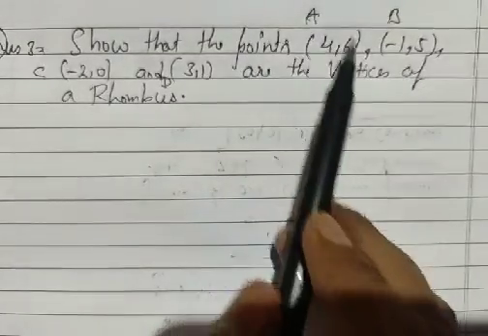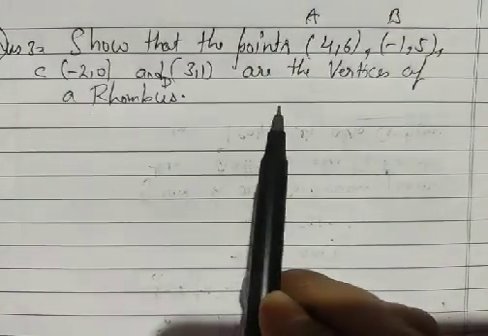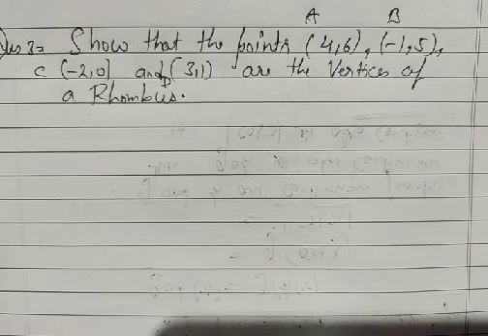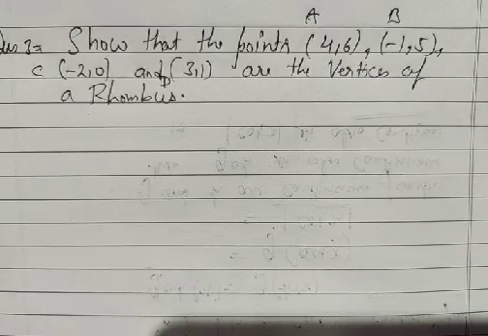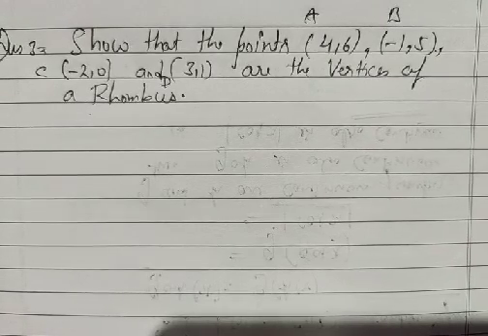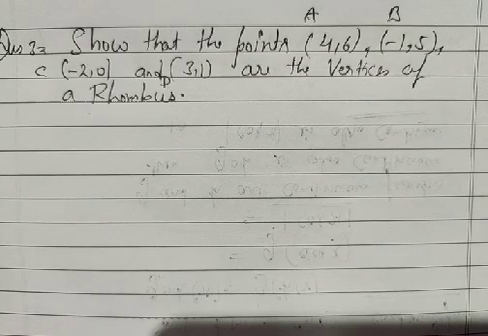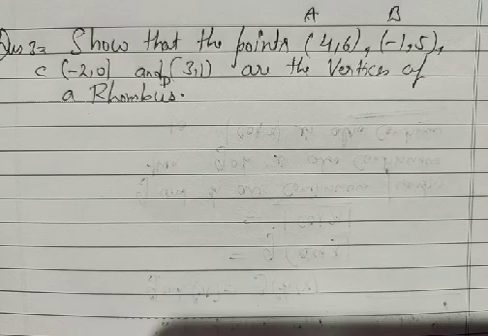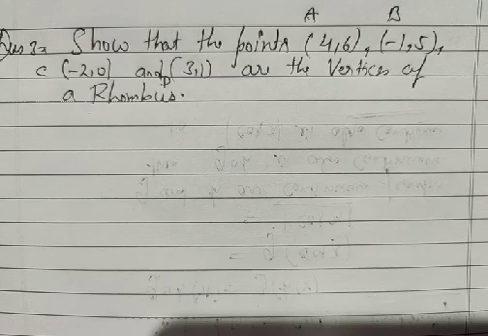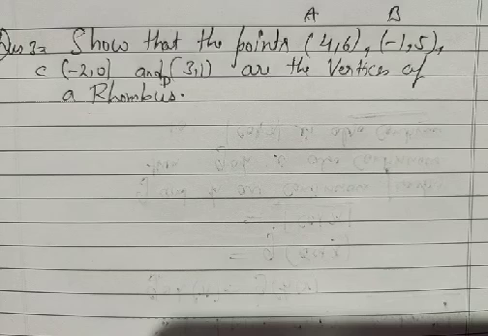If we are taking the vertices of a square and show that AB equals BC equals CD equals DA, it is not enough to show that it's a rhombus, because if all four sides are equal, it could also be a square. The basic difference between the two figures is that the diagonals of a square are equal, but in a rhombus the diagonals are not equal.